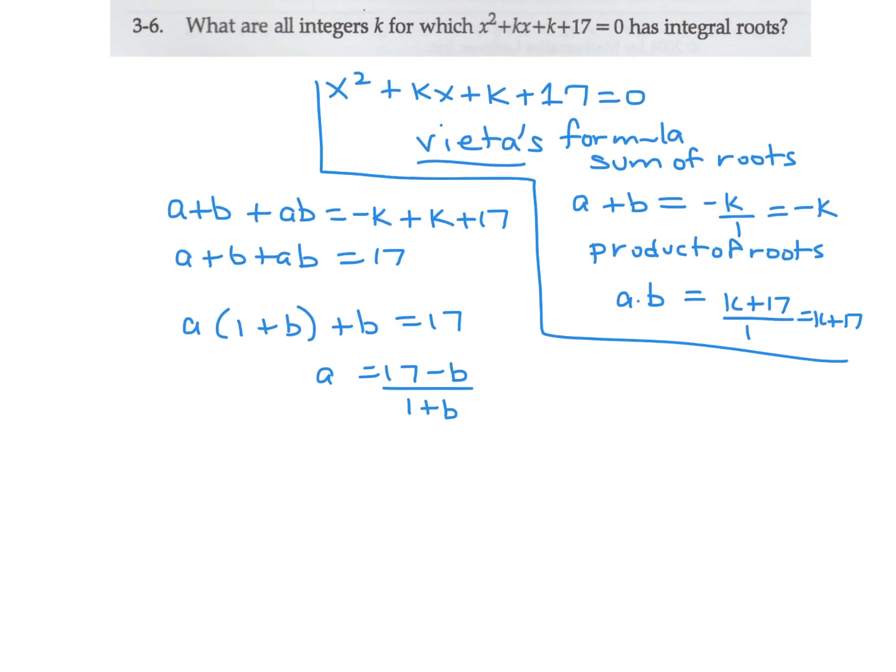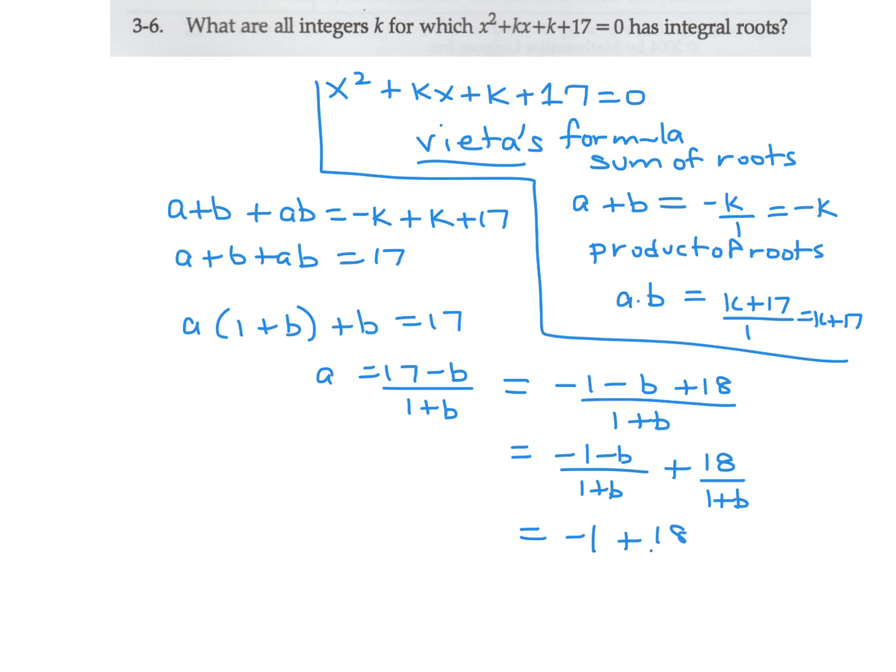Not entirely sure what direction I was going in before, but now this one, we're going to break this up into minus 1 minus b plus 18 over 1 plus b. And then therefore that becomes minus 1 minus b over 1 plus b plus 18 over 1 plus b. And that is basically negative 1 plus 18 over 1 plus b. And that's a. Now at this point, everything is an integer, right?